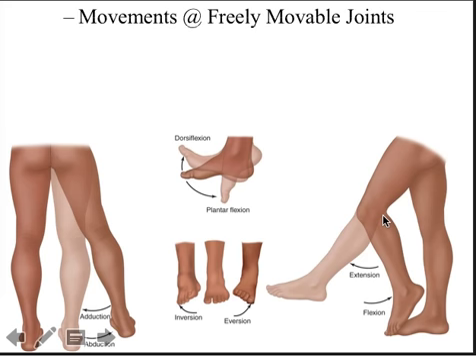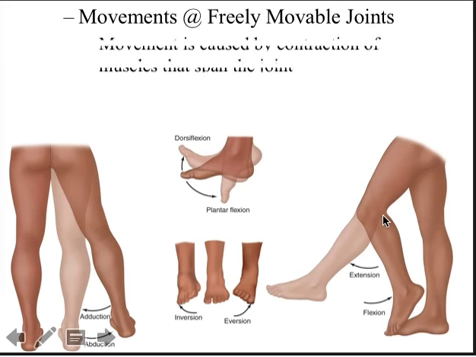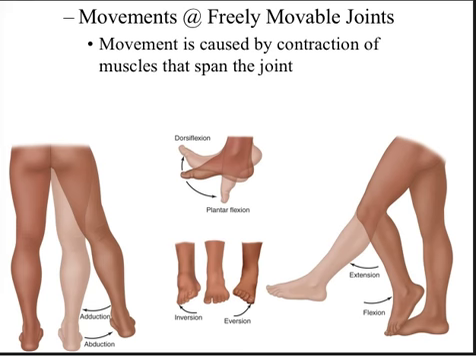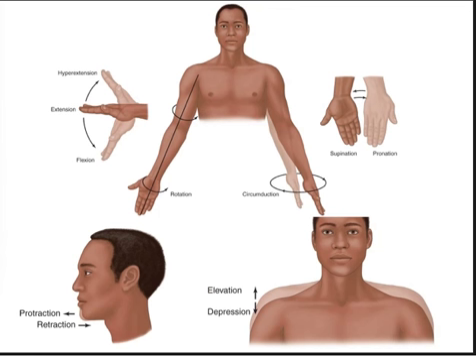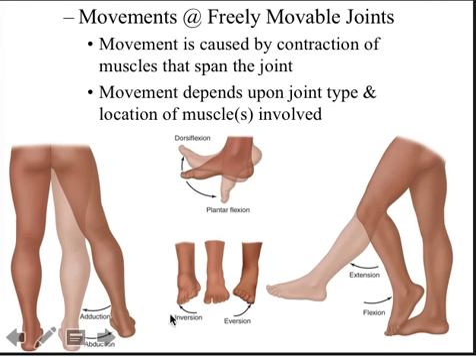So, what kind of movements are permitted at freely movable joints? Movement is caused by contraction of muscles that span the joint, and it depends upon the joint type and the location of the muscle that's involved. So you can see some examples of movement here. Abduction is movement away from midline, while adduction is movement back towards midline.